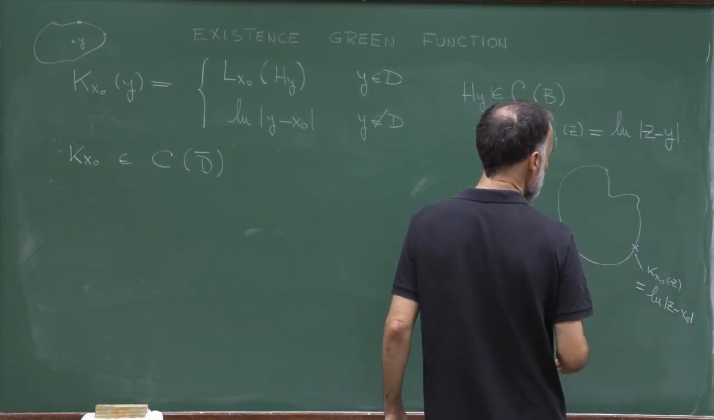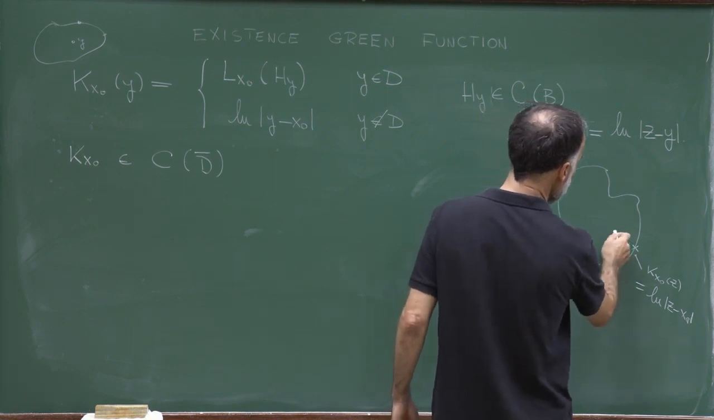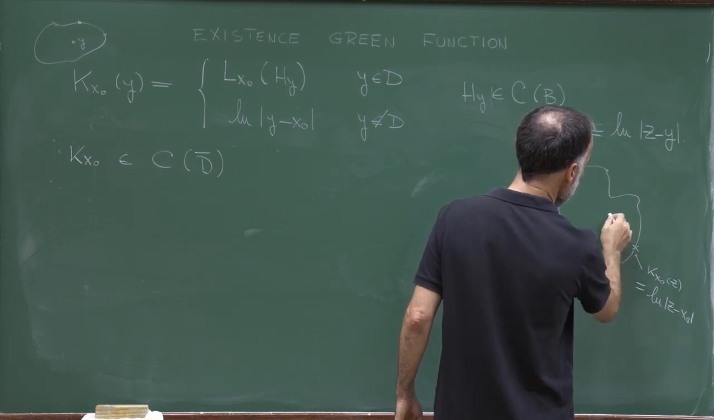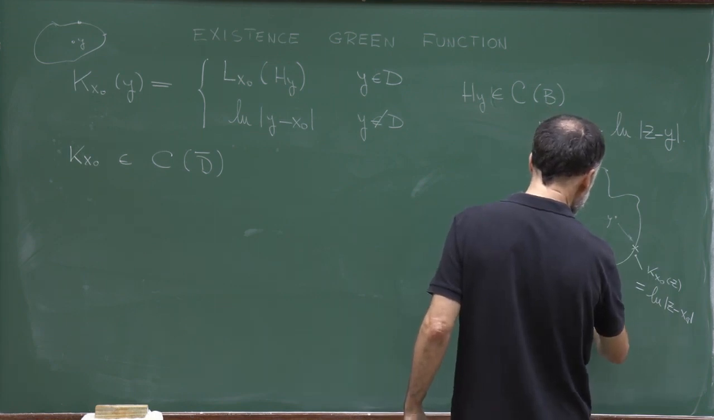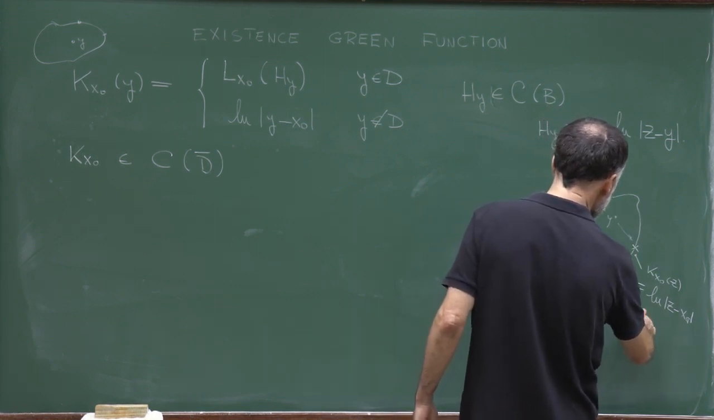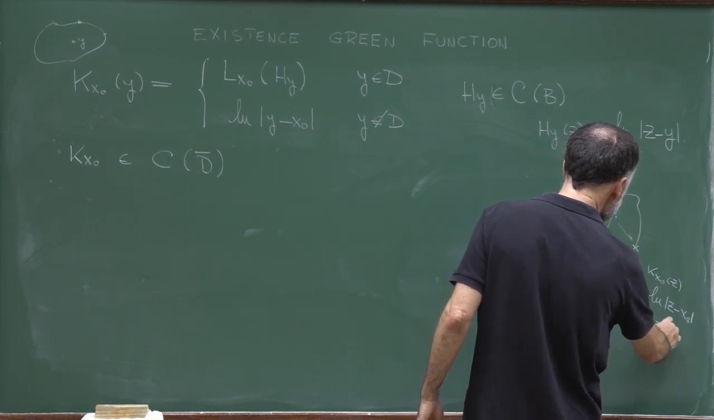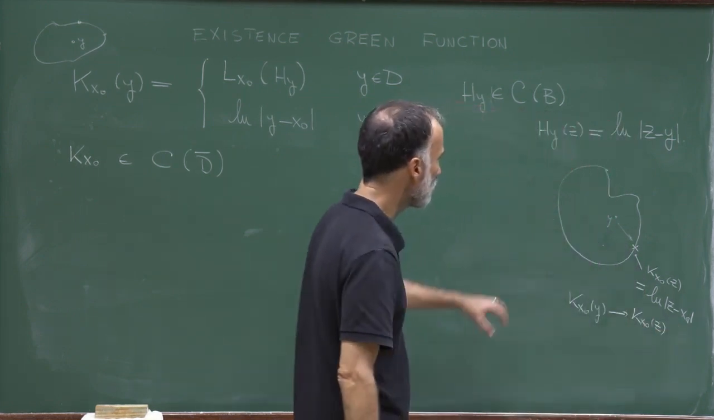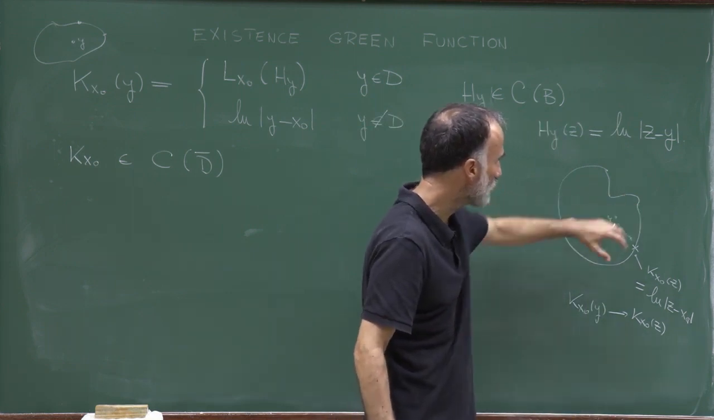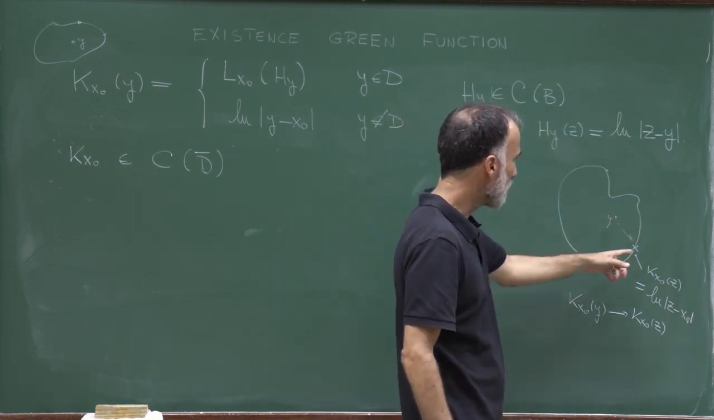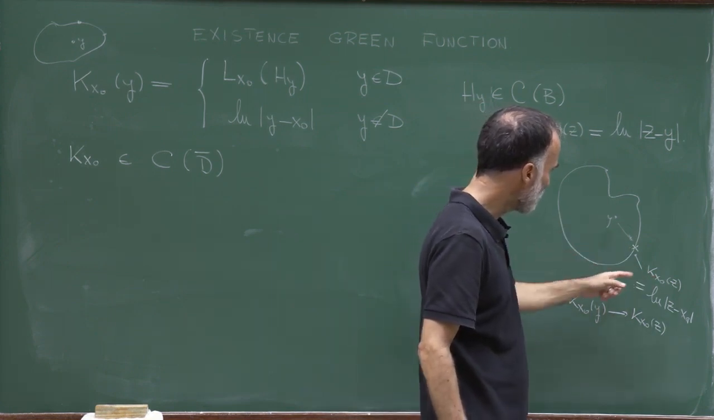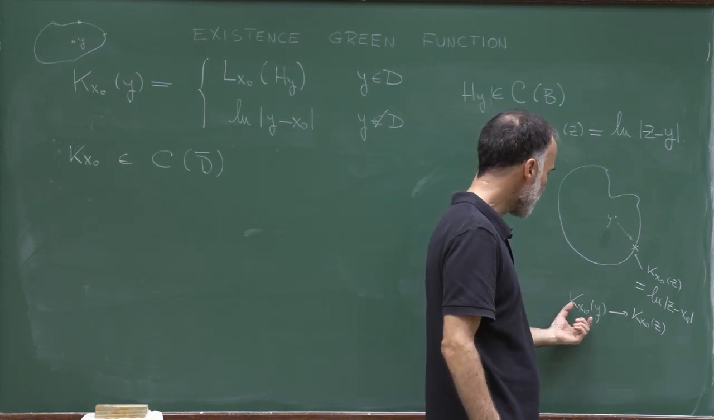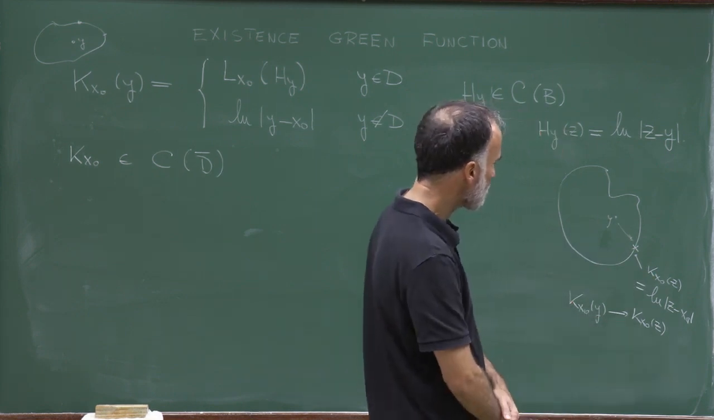Now we want to show that if I take a sequence of points y in the domain, say, converging to z, then kx0 of y will converge to kx0 of z. Right? We know already that it's smooth inside D. We want now to prove that it's continuous up to the boundary. So we'll take a sequence y converging to a point z, and we want to show that kx0 of y converges to kx0 of z.